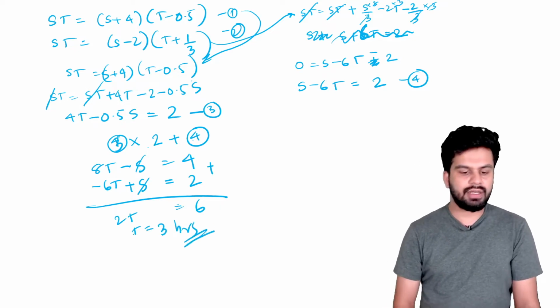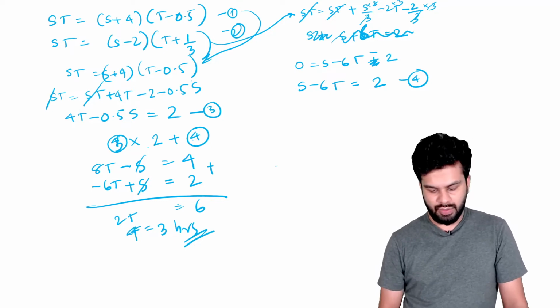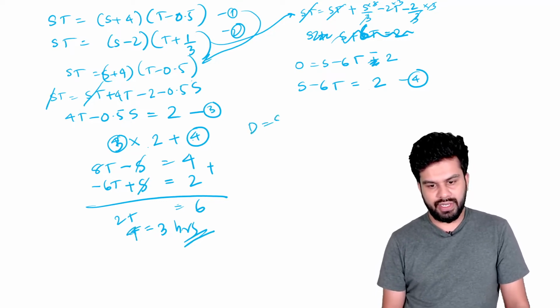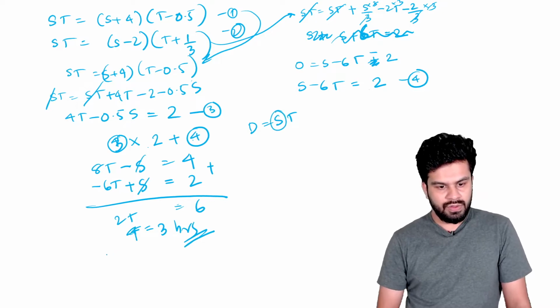So time taken is 3 hours, the original time which is taken. Now we just have to find d. D is equal to s times t, so we will have to find s also. Let's substitute it in this equation.